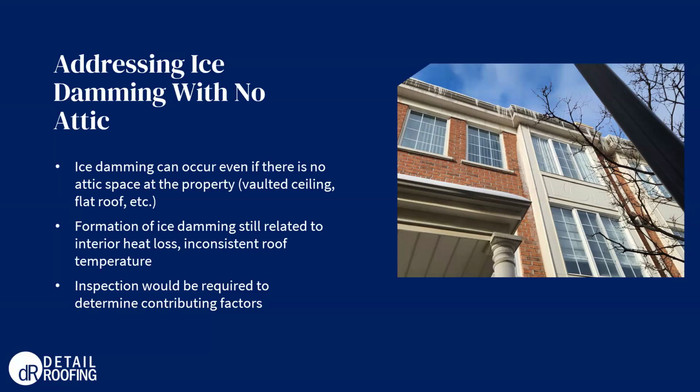But again, looking at different things like if there is an ice and water shield installed beneath the membrane, if there is insulation beneath the membrane, if that's sufficient, and then any insulation behind the ceilings or walls, just to make sure that, again, any of these conditioned areas are staying conditioned and heat isn't rising to the point that it is impacting the overall temperature of the roof surface.